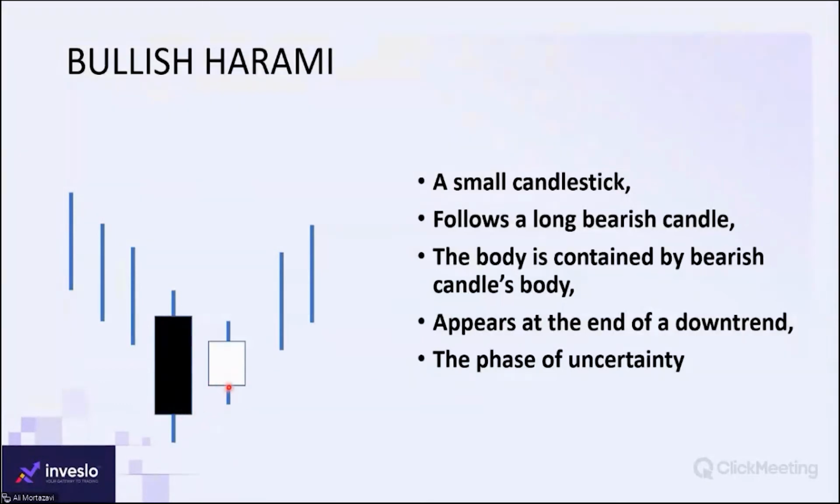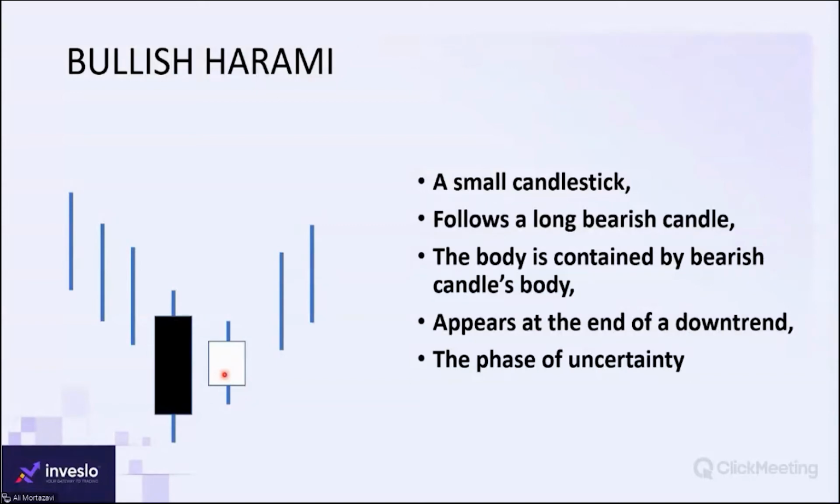But at the same time, buyers don't see enough attraction in the prices to take the whole control and cover or exceed the previous open. It means we have some fluctuations contained by the bearish candle's body of the previous trading session. We have less fluctuation compared to the previous session, and this is kind of an indecisive candle here, and it suggests a phase of uncertainty.